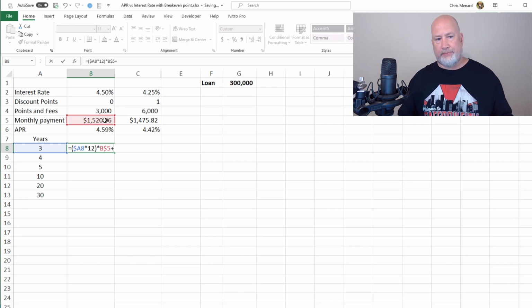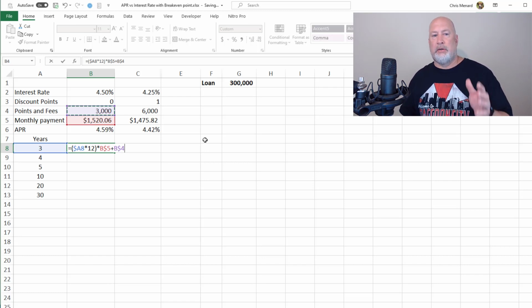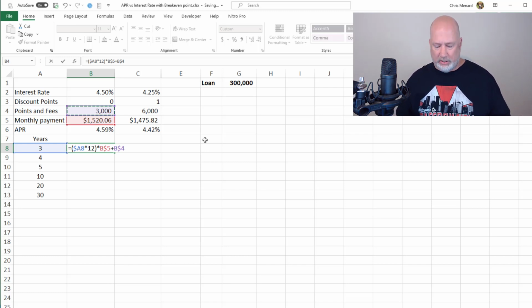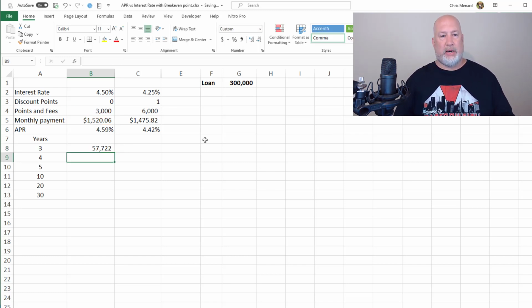Plus, I want to know what's the total cost of 3 years. I had to pay that $3,000, which is cell B4. Again, I'm going to use a mixed reference B dollar sign 4. I'm using the F4 key. If you want to type the dollar sign yourself, feel free to. So let's see what I get here.